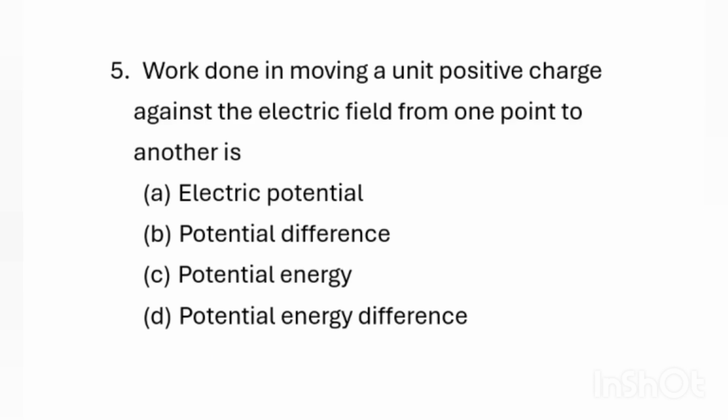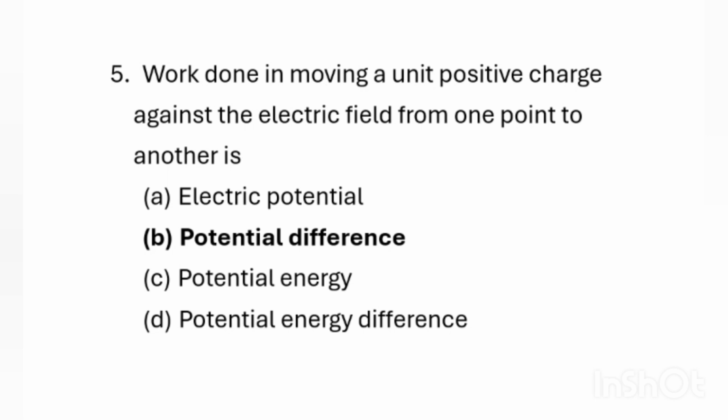Question number 5. Work done in moving a unit positive charge against the electric field from one point to another is option A, electric potential, option B, potential difference, option C, potential energy, option D, potential energy difference. Here the correct answer is option B, potential difference.